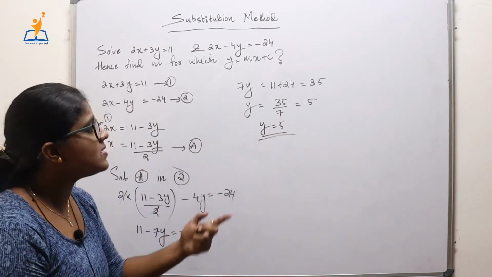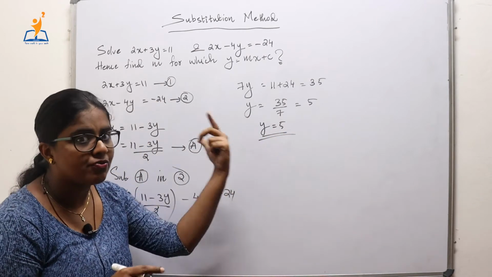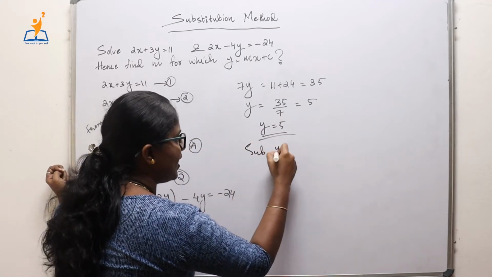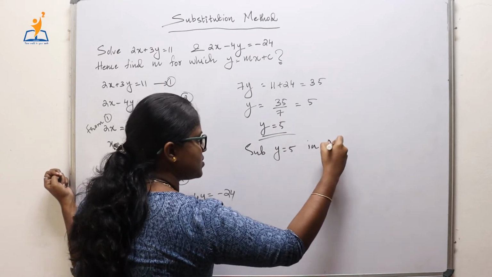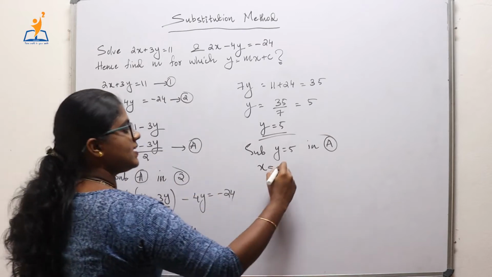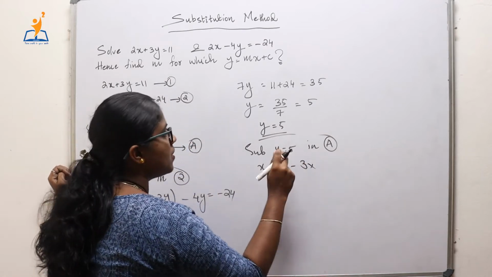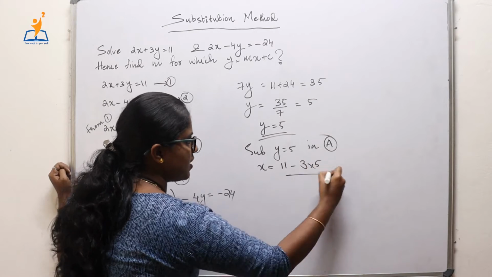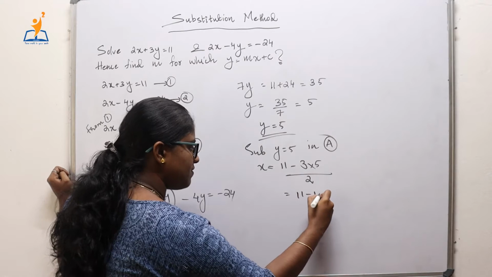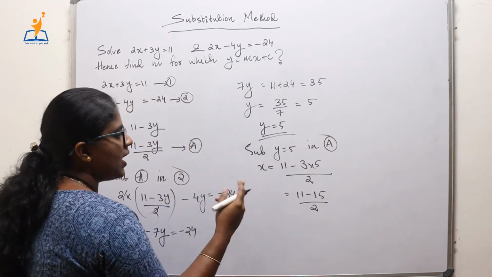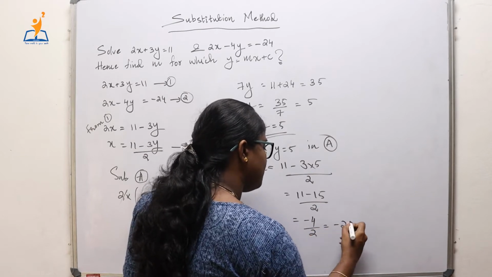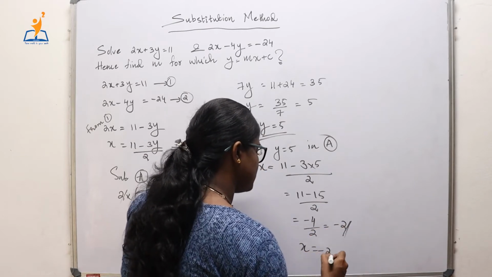Now the next step is substituting this value of y in our equation number A. That is, substituting y is equal to 5 in equation A, which is x is equal to 11 minus 3y divided by 2. 11 minus 3 into y, which is 5, is 11 minus 15 divided by 2. We know that 11 minus 15 is minus 4, and minus 4 by 2 is again minus 2. So we got x is equal to minus 2.